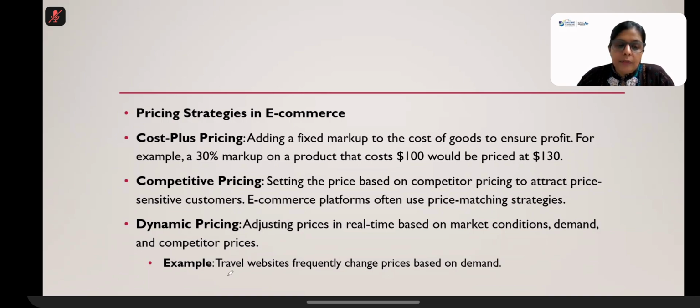Mostly travel websites and the food industry, you see on weekends they increase the prices, and also movie tickets. Because on weekends their demand increases, movie tickets and other travel things are sold at a higher price, and they have high demand for their product.